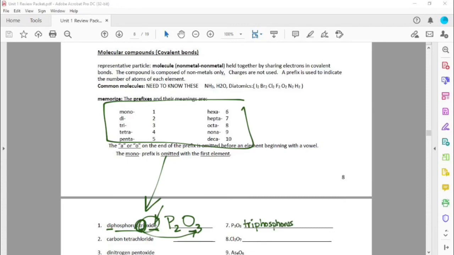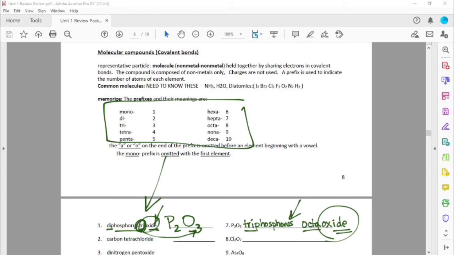And then 8 oxygens is going to be octa-oxide. And that's really it. Just make sure to get a prefix before each element's name, and then we change that last element into having the "ide" ending, just like with ionic.